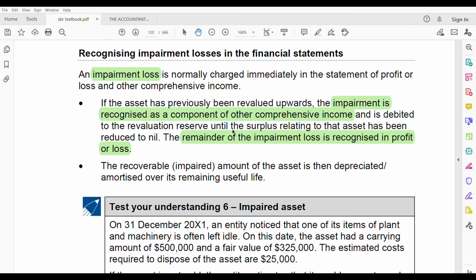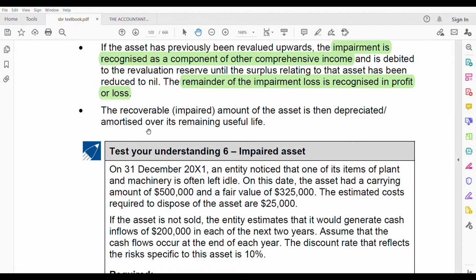So what about the remaining 5 million? Remember the impairment was 10 million. Now 5 million went in the revaluation reserve. Now you have a remaining 5 million. So that remainder goes to profit and loss. I hope this makes you understand it better. But definitely we'll do questions.